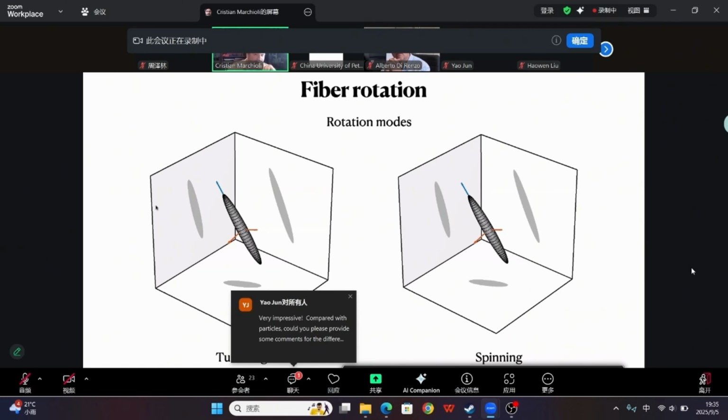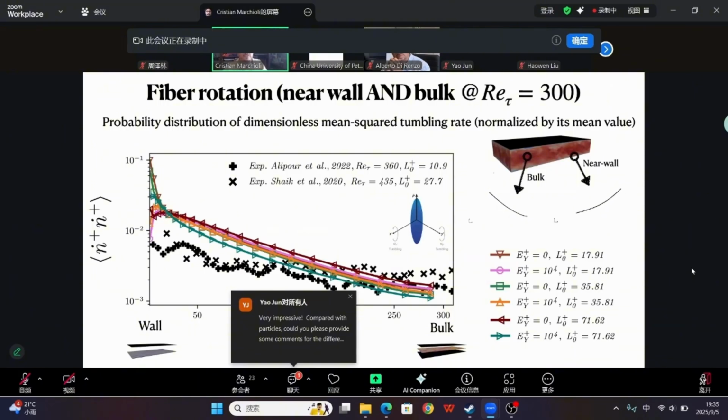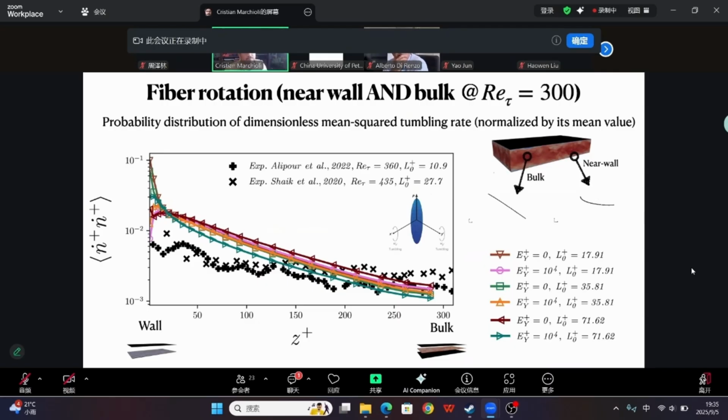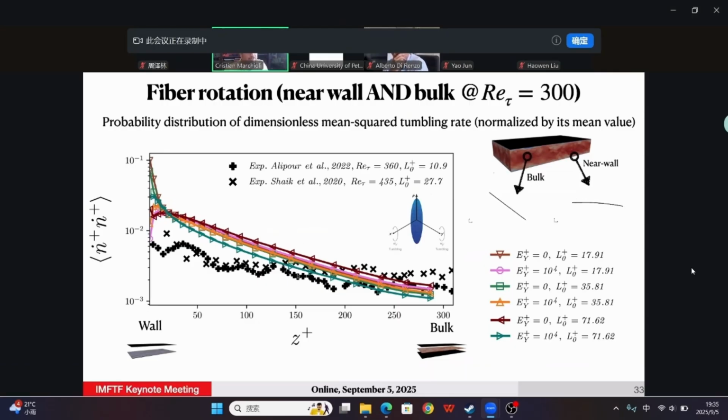Now, I'm going to show results mainly for tumbling here. This is the mean square tumbling rate as a function of the distance from the wall. So you see here a bunch of colored curves, which are our simulations. Here, the simulations refer to fibers with different length, different rigidity.